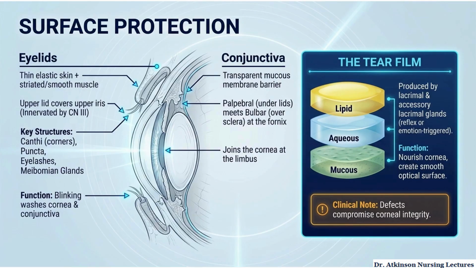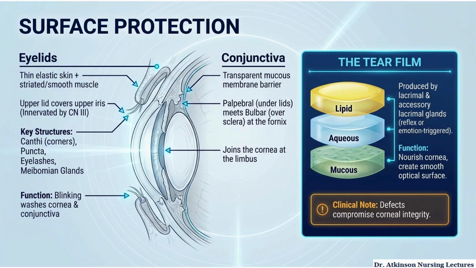The conjunctiva is a transparent mucous membrane that acts as a protective barrier. The palpebral conjunctiva lines the inner eyelids, while the bulbar conjunctiva covers the sclera. These structures meet at the fornix and join the cornea at the limbus.